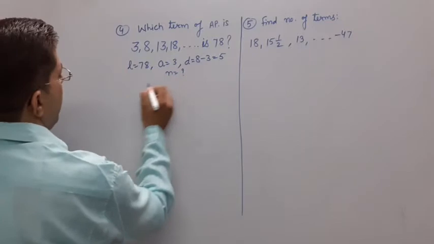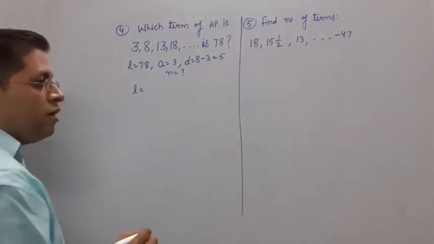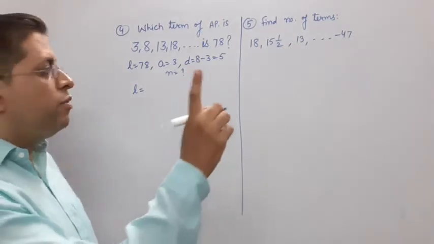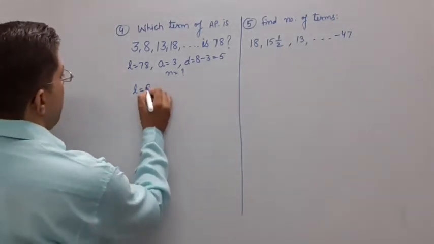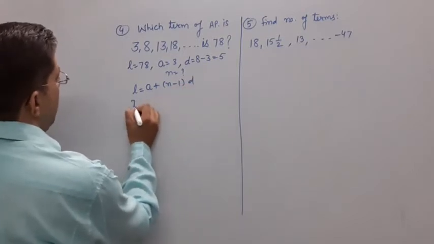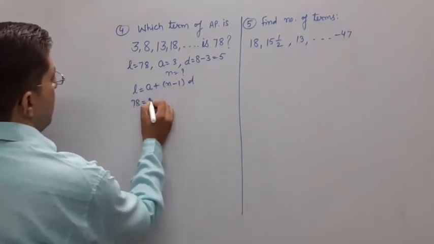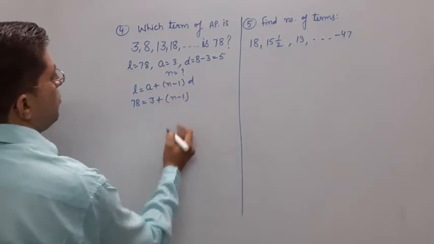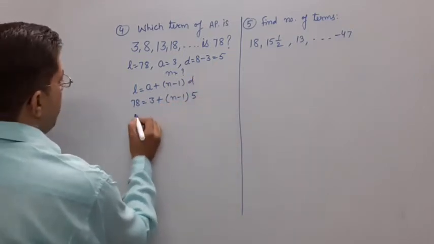n you have to find. What is the formula of the last term? L is equal to A plus n minus 1 D. What is L? 78. A is 3. n minus 1 is n minus 1. What is D? D is here 5.